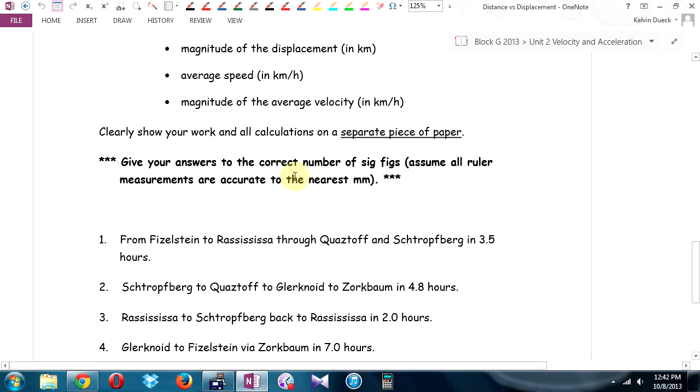Give all answers to the correct number of sig figs. Assume your rulers are accurate to the nearest millimeter, which means I think you can go 1.2 centimeters, 1.3 centimeters, so you'll be able to go to 1 decimal place, which will mean that you'll be going to 2 or 3 sig figs, depending on the question. Okay? Any questions at all here? Does that make sense, what we're getting at?